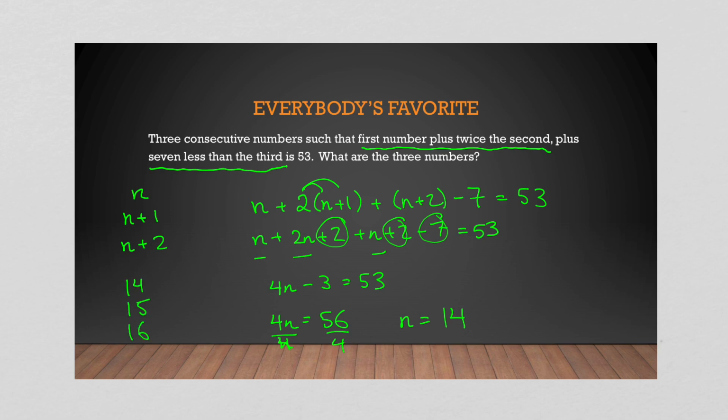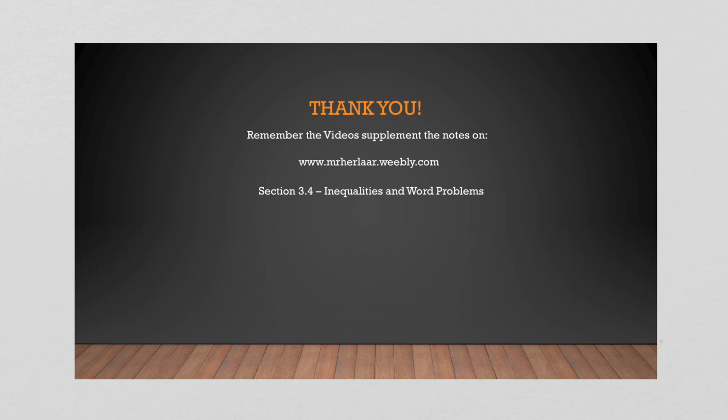And if you consider the question, we added 14 with 2 times the second number, so 30, plus 7 less than the third, so 16 minus 7 is 9. And if you add those numbers together, those are what's expressed in our question, you get 53. But those are our consecutive numbers, 14, 15, and 16. So word problems are a bit of a puzzle. So if you like puzzles, you'll like this. Have fun.